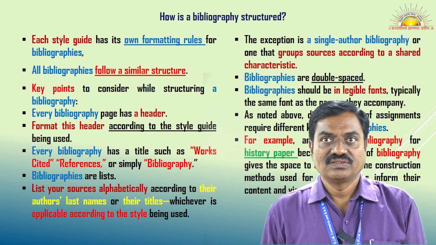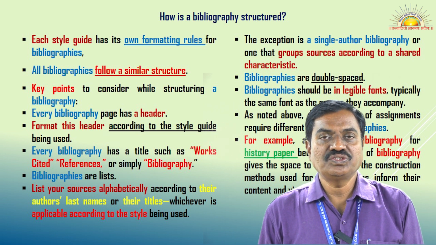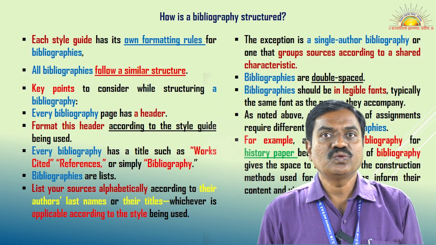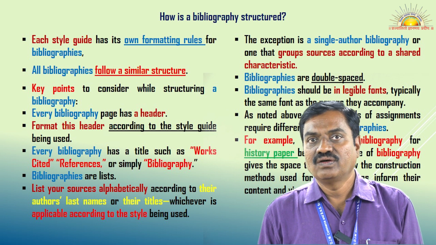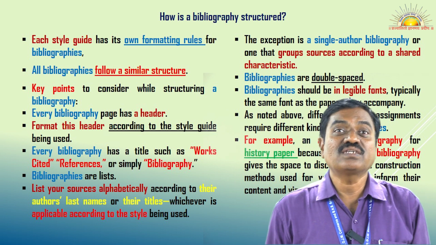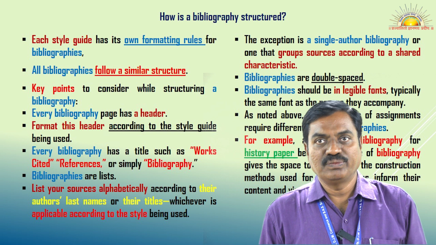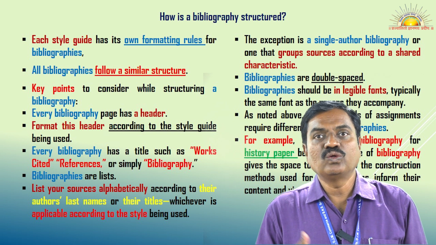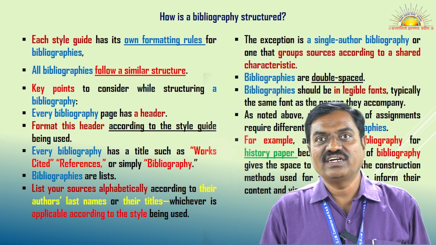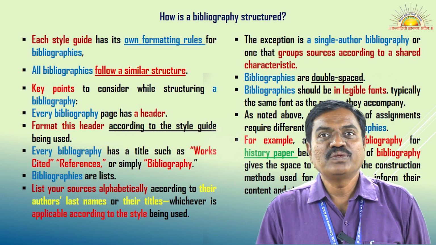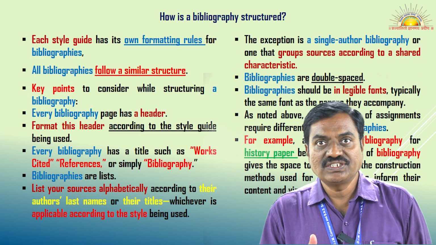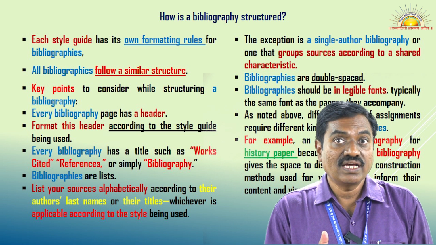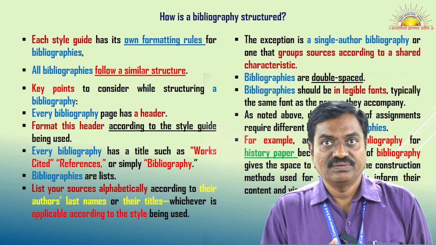Bibliographies are lists, so one should list sources alphabetically according to their author's last names or their titles, whichever is applicable according to the style guide one is using. The exception is a single author bibliography, one that groups sources according to a shared characteristic. Bibliographies are double spaced. They should be in legible fonts, typically the same font as the papers they accompany.